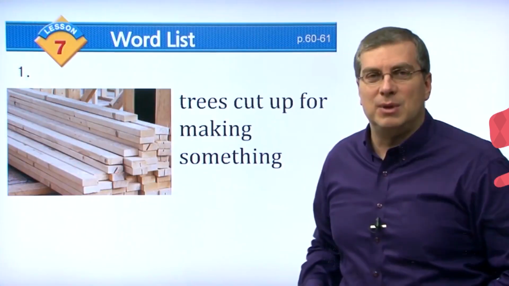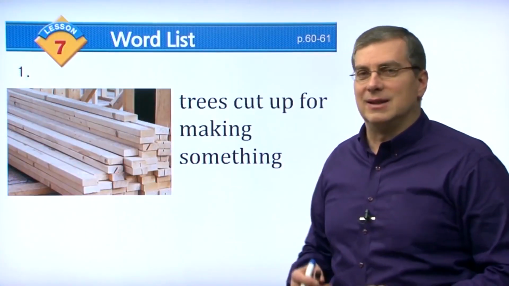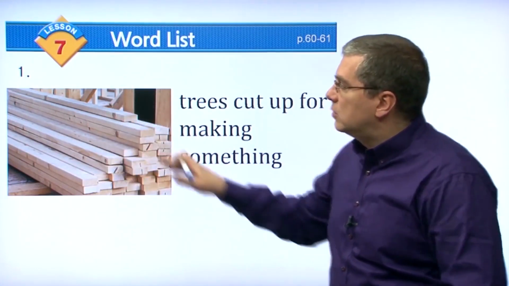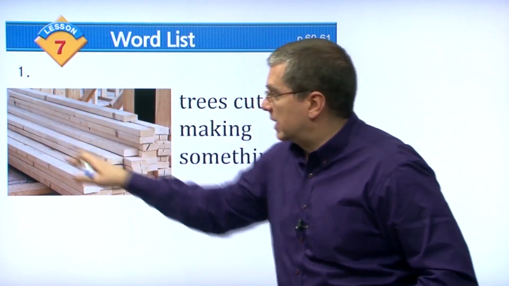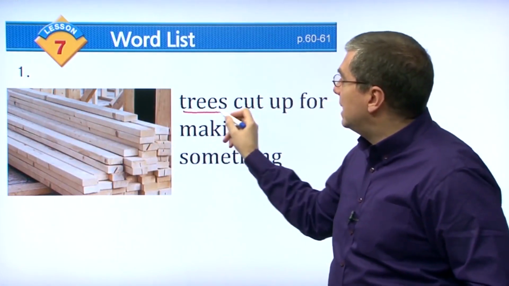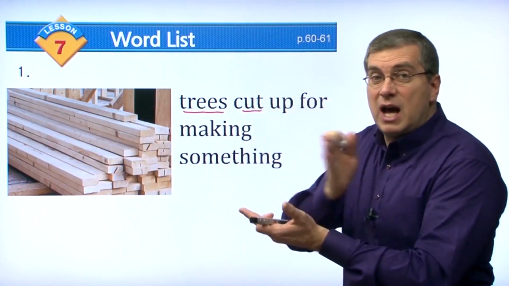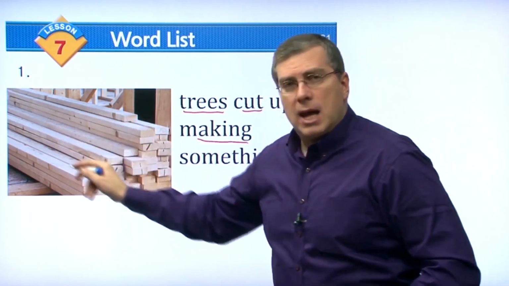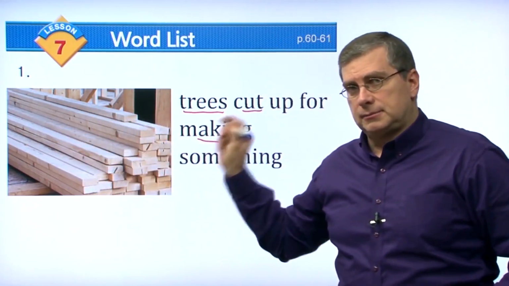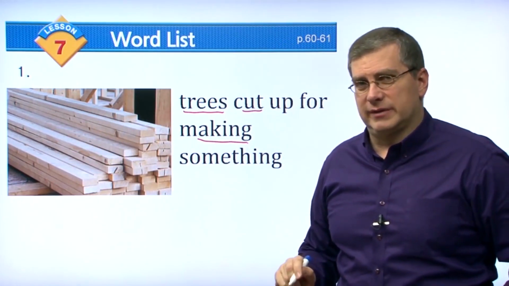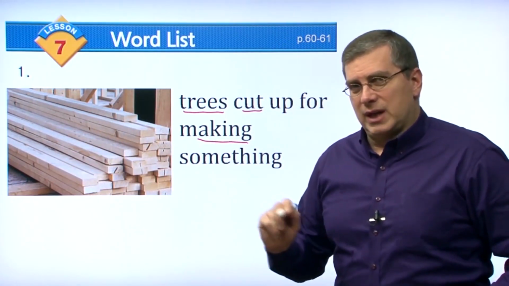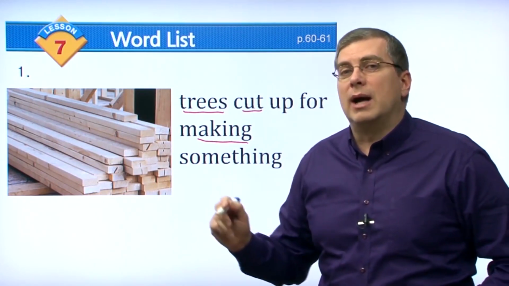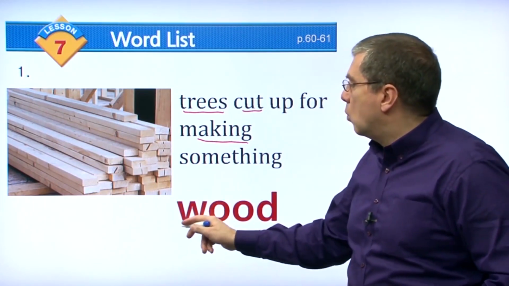Start with the vocabulary for this lesson. The first word has to do with this picture here. What do we call this here? This is trees cut up for making something. We make a lot of things from trees. We've talked about this in previous lessons. Probably we've studied together on a previous lesson. We can see that trees are used for what? Trees are used to make wood.